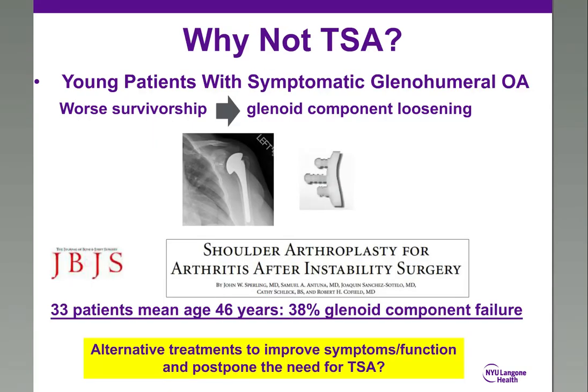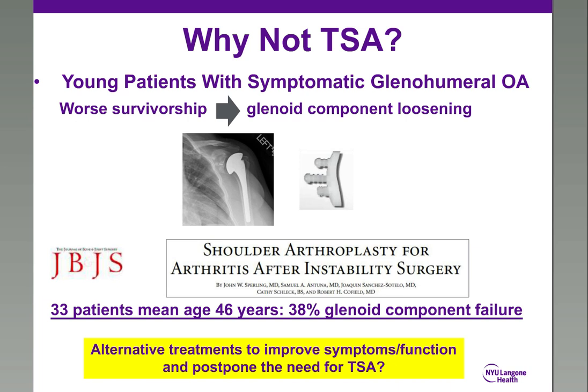So the first question is, why don't we just jump to a total shoulder arthroplasty right out of the gate? And the reason is, compared to our older patient population, these young patients with symptomatic glenohumeral osteoarthritis have been shown to have worse survivorship. And it's primarily due to glenoid component loosening. In this paper that was published in JBJS by the folks out at Mayo, that specifically looked at 33 patients who were treated with shoulder arthroplasty for arthritis after instability surgery, their cohort had a mean age of 46 years, and they described an incidence of almost 40% failure of the glenoid component at midterm follow-up.